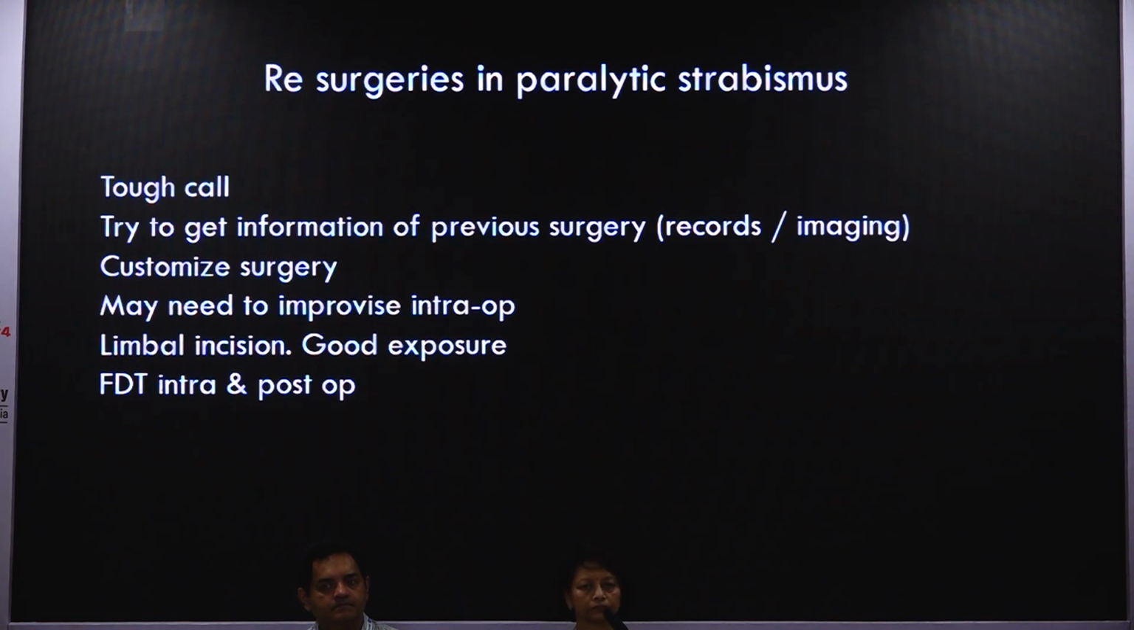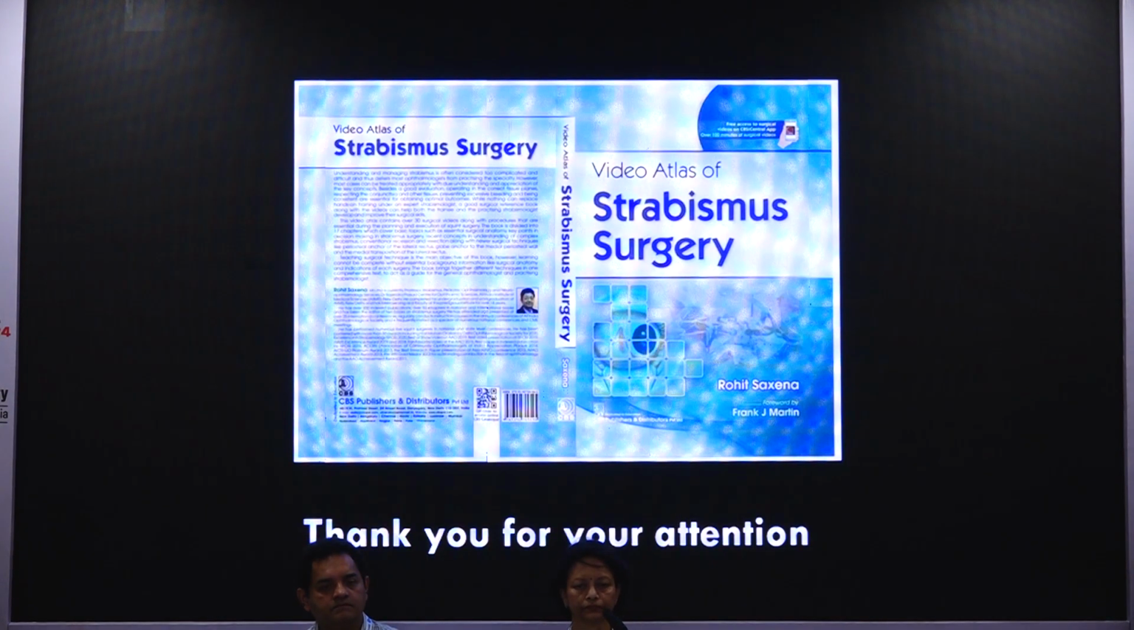Preferably use limbal incisions, get a good exposure so that you can get the whole muscle. Sometimes muscles may be hiding in places where you are not really sure. Inferior oblique does that to you. Very often you may have to actually run around to find it. And finally, force duction test, both intra and post-op.